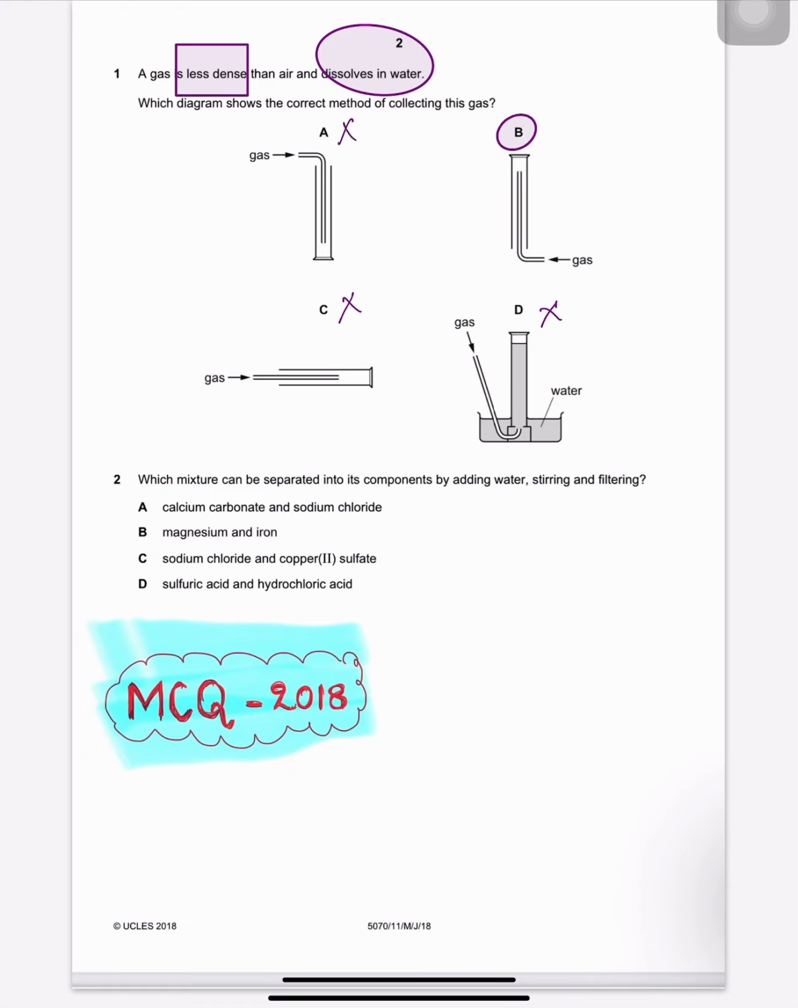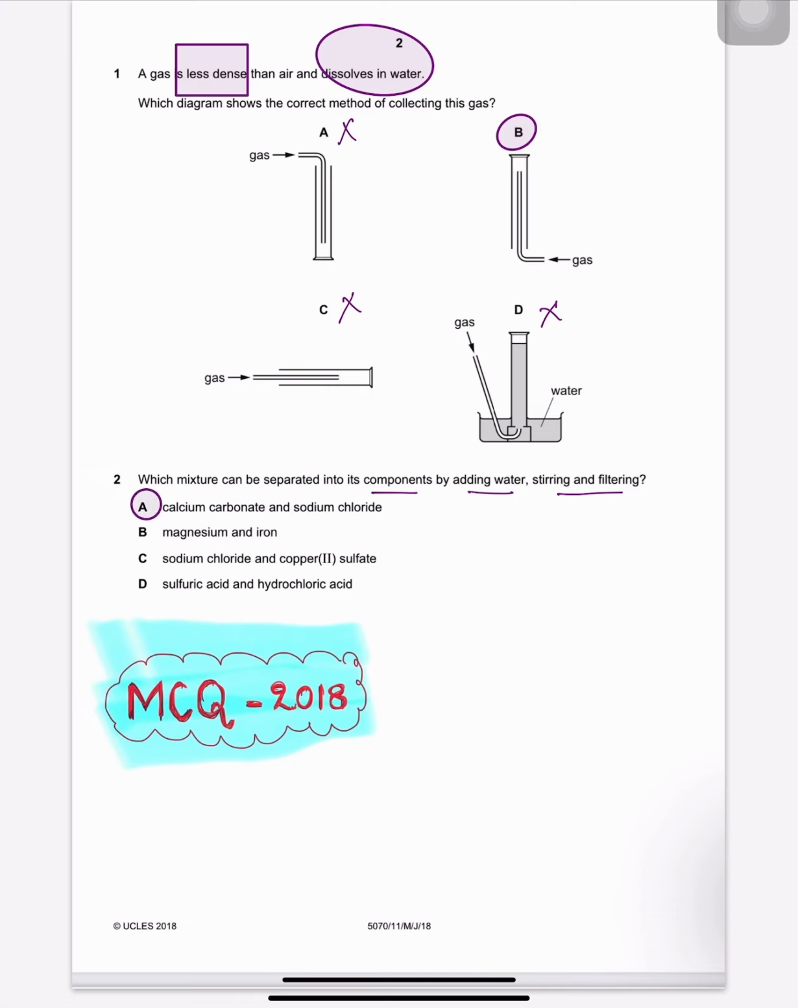Okay, so now the second question is not related to the lab process, rather it is related to separation and purification. They are asking which mixture can be separated into components by adding water, stirring and filtering. Okay, so it is basically calcium carbonate and sodium chloride. It is option A. And why?